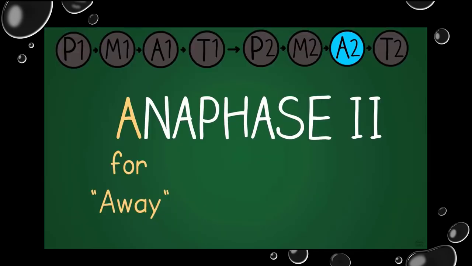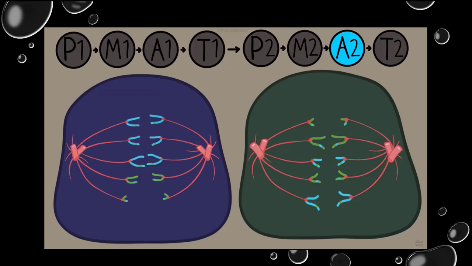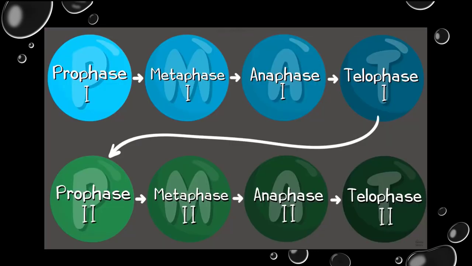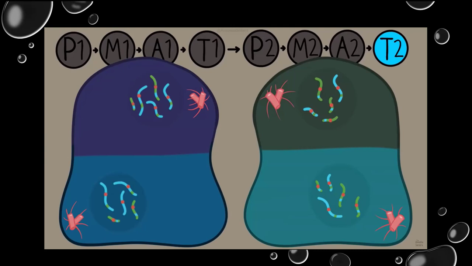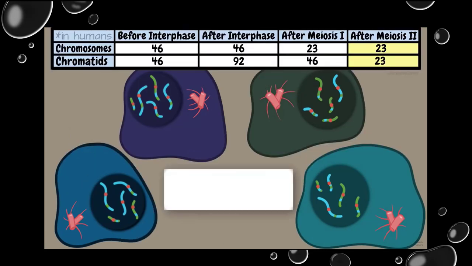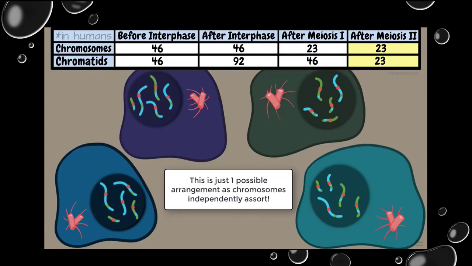Anaphase 2, remember A for away, but this time it's the chromatids that are going to be pulled away by the spindle fibers. In telophase 2, you can see the nuclei reforming, and you can also see that the two cells have divided. There's going to be 4 cells forming. Cytokinesis will follow to completely split the cytoplasm.